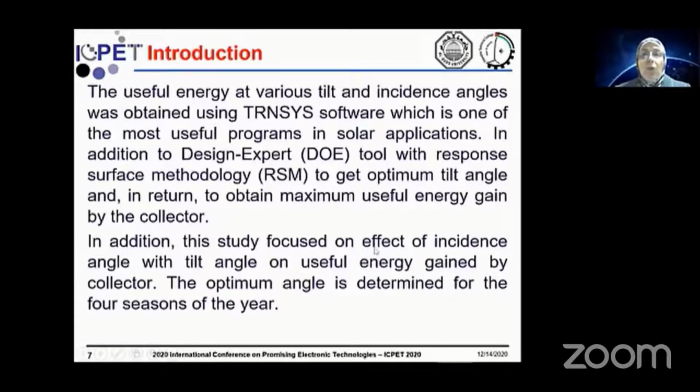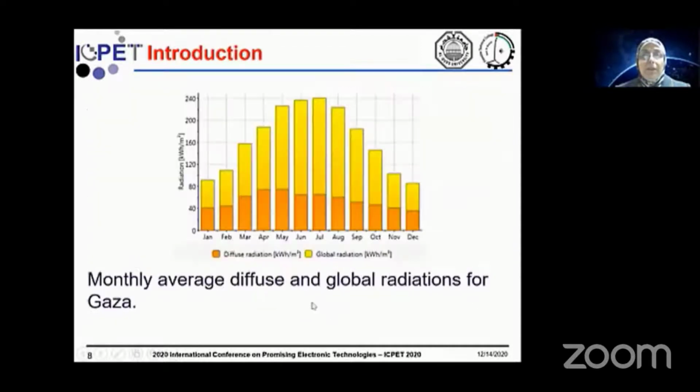In addition, this study focused on the effect of incidence angle with tilt angle on useful energy gained by the collector. The optimum angle is determined for the 4 seasons of the year. This diagram shows the diffusion radiation and the global radiation. In the Gaza region, along the year, we can see that the global radiation reached around 240 kilowatt-hour per meter squared around June and July, which is summer season.